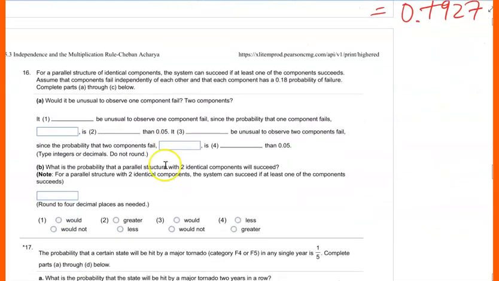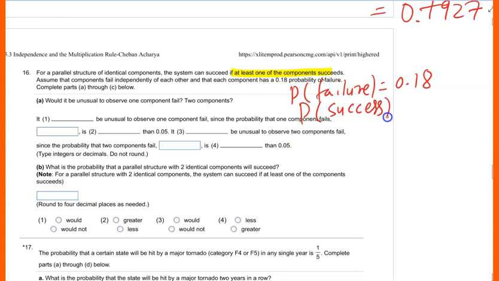Question number 16. For a parallel structure of identical components, the system can succeed if at least one of the components succeeds. Assume that the components fail independently of each other, and that each component has 0.18 probability of failure. Here, the probability of failure of the component is 0.18. What's the probability of success then? Let's say success is 1 minus 0.18. That gives you 0.82, just in case you need it.